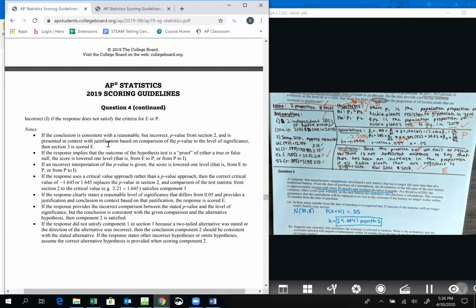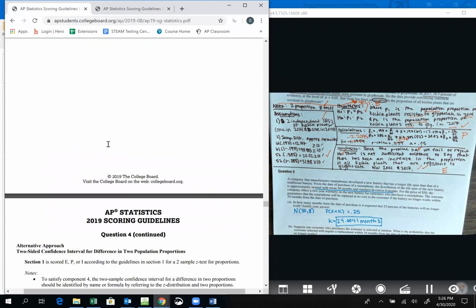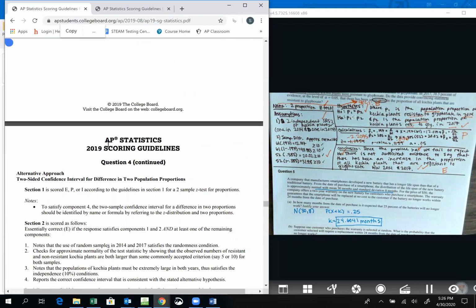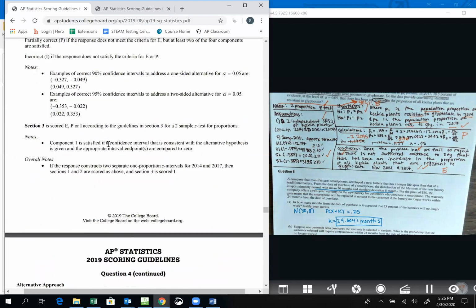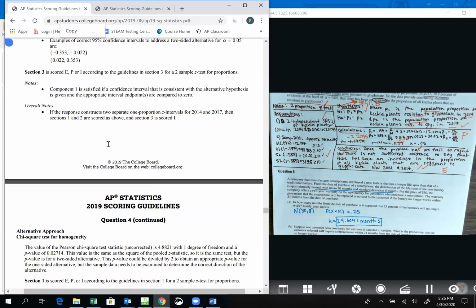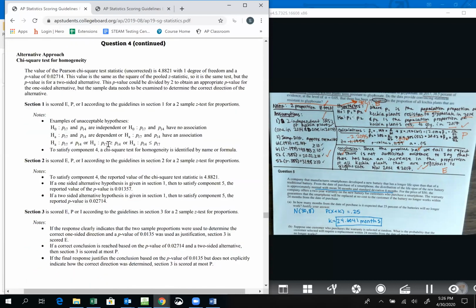I don't think anything else is important right now. Now, alternatively, you actually could have done a confidence interval. I doubt any of you did, but if you did a 2-proportion confidence interval, then pull up the scoring guideline. You also could have done a chi-square test for homogeneity. Again, I very much doubt that any of you did that, but if you did, pull up the scoring guideline to read it.